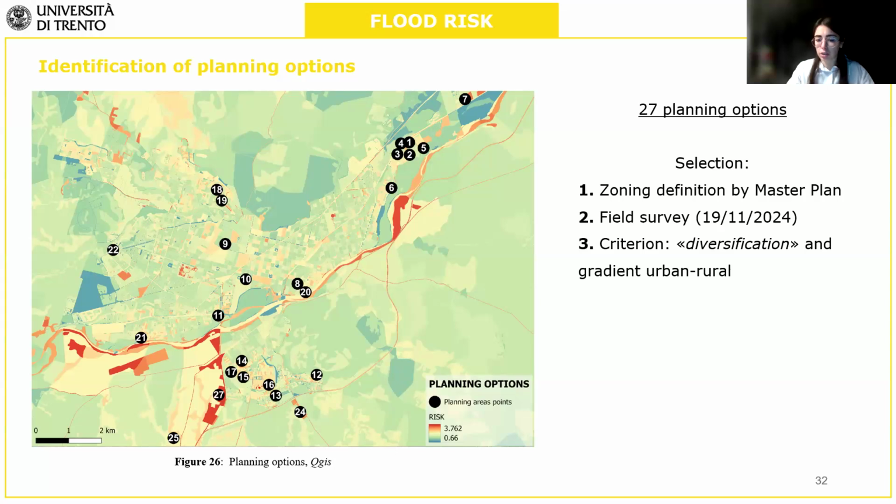First, consulting the zoning definition by the master plan to see if the transformation was allowed. Then the field survey, the observation made live when we were there, and according to the criterion of diversification, so to select areas that were as representative as possible of different contexts in a gradient from the urban to the rural.